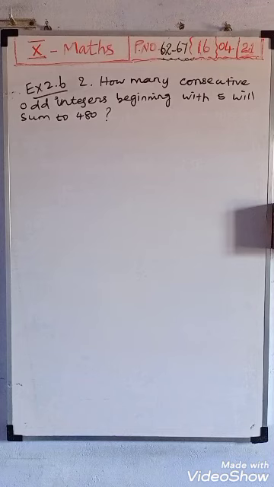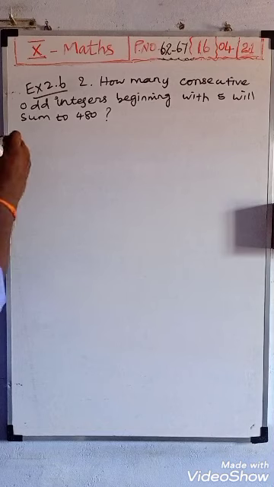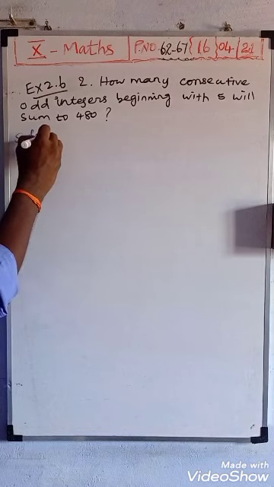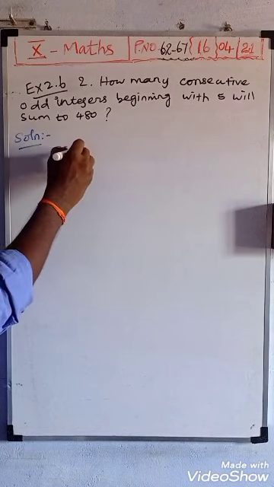5, 7, 9, 11, 13, 15, 17, like that it will go on. So how many terms should be added to receive the answer 480? We want to find that. Okay, do you understand the question? n we want to find. So for that, see the solution. First, according to the given information.